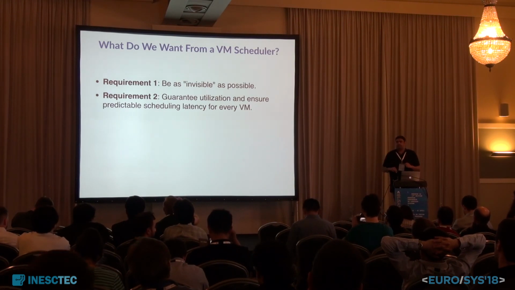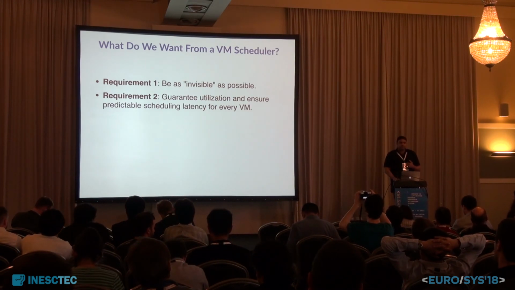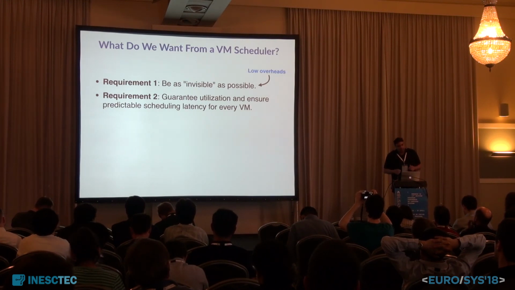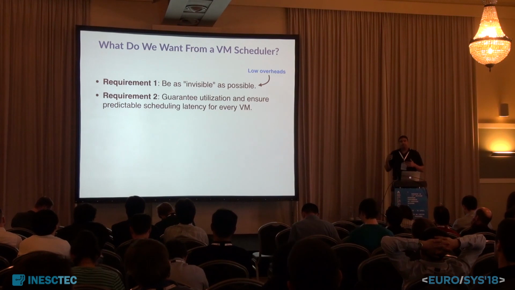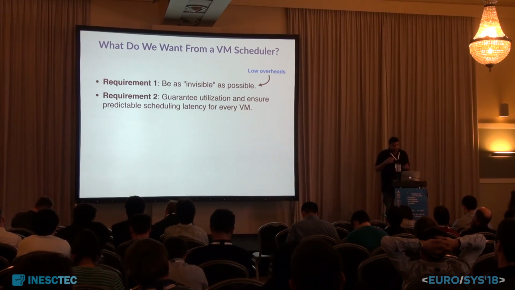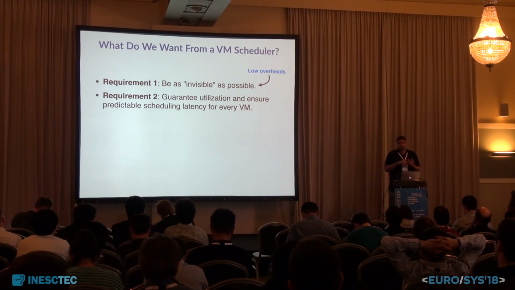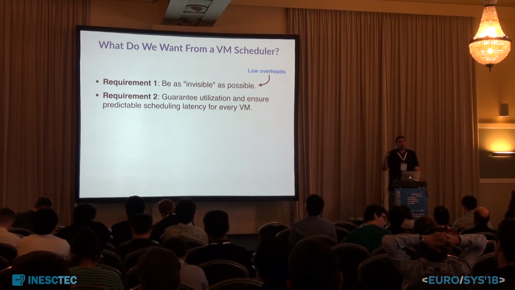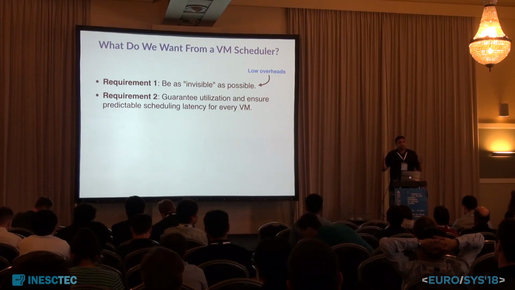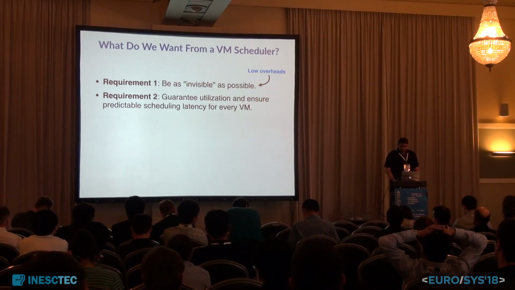All right, so what do we really want from a VM scheduler? It's really just two things. We want it to be as invisible as possible. That is, you want it to have low runtime overheads, and you want to provide certain guarantees for every VM in the system. In particular, you want to guarantee a certain utilization, which is a share of the CPU time, and you want to ensure there's some predictable bound on the scheduler-induced delay, scheduling latency.